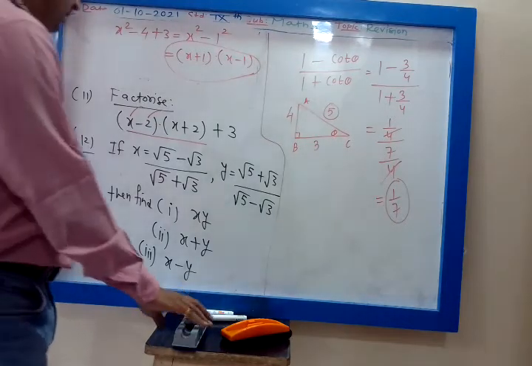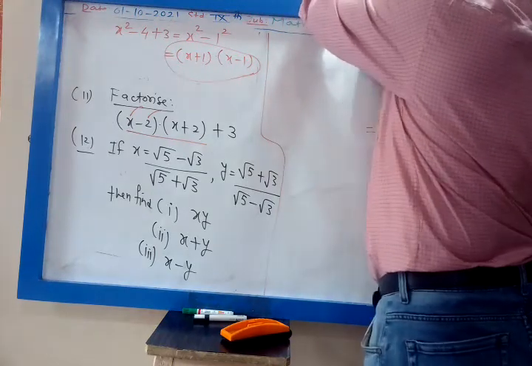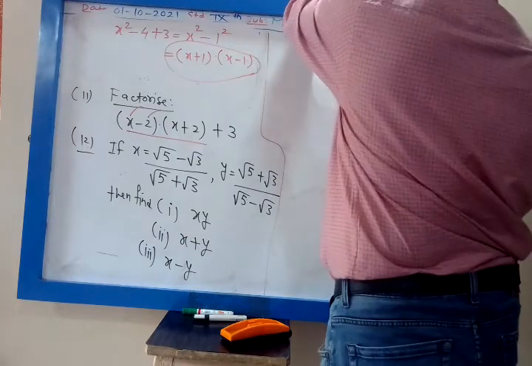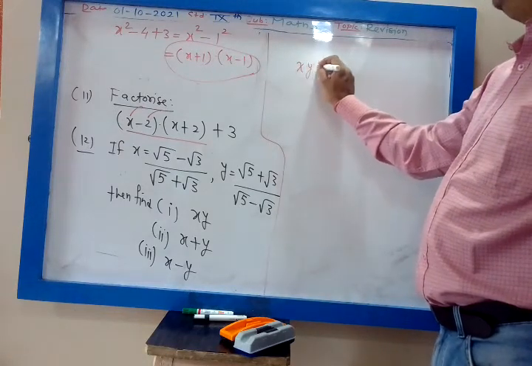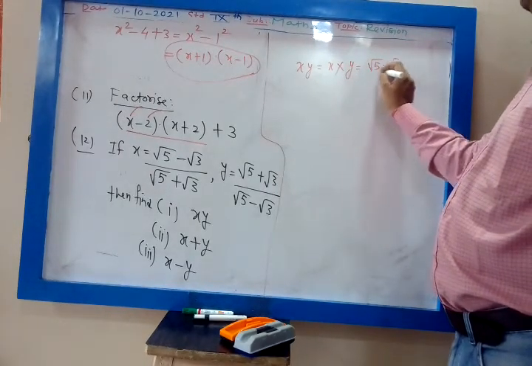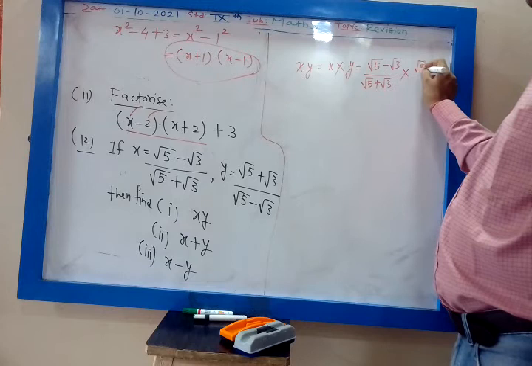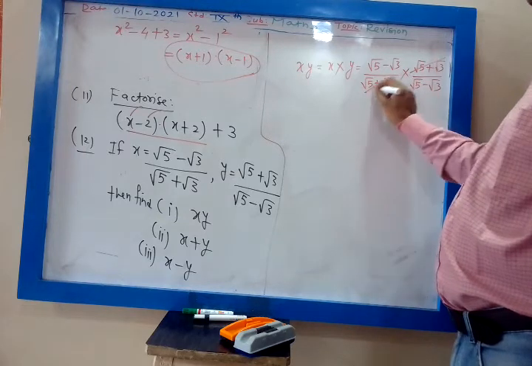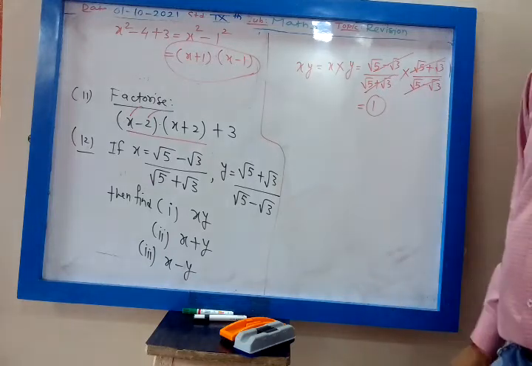Chalo, what is the answer of 12? First, xy. xy is 1. Okay, what about x plus y? Now xy means x into y. Let us do it. So root 5 minus root 3 upon root 5 plus root 3 into root 5 plus root 3 upon root 5 minus root 3. You can see numerator gets cancelled with denominator, denominator gets cancelled with numerator. What is left? 1. So xy directly you can get 1.